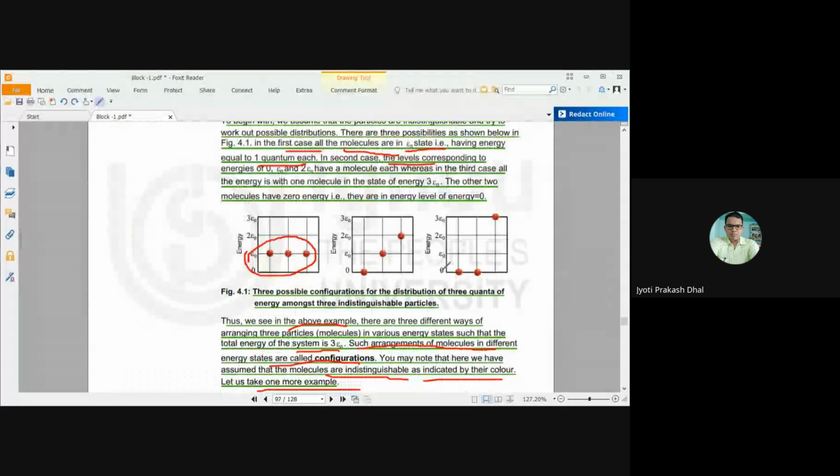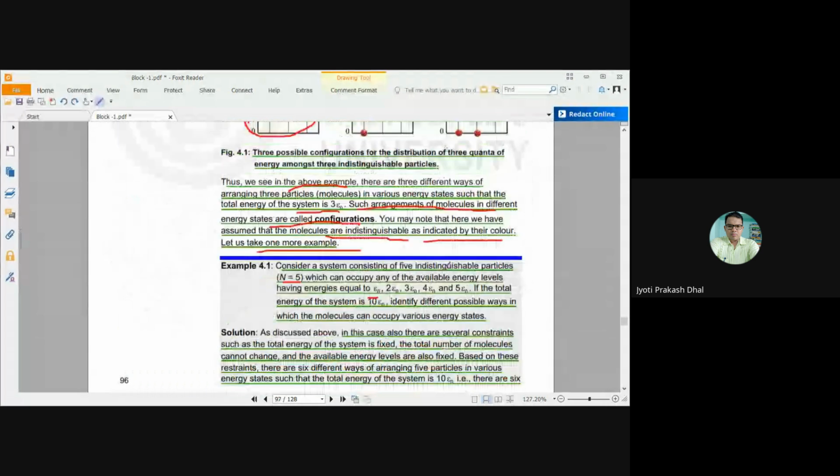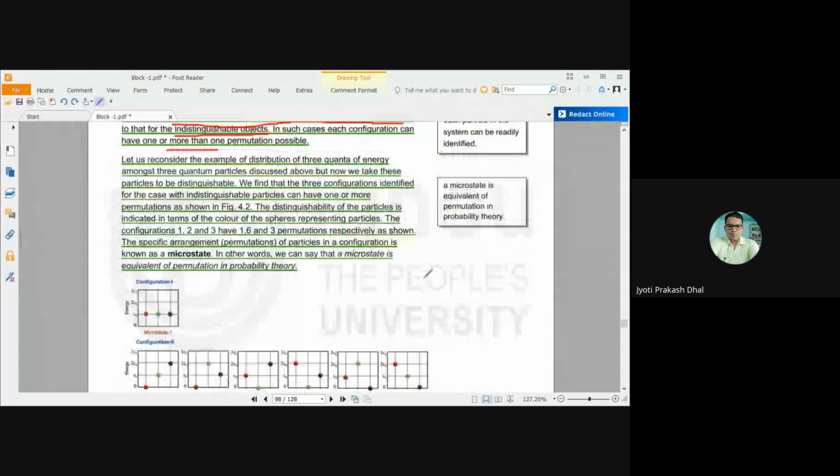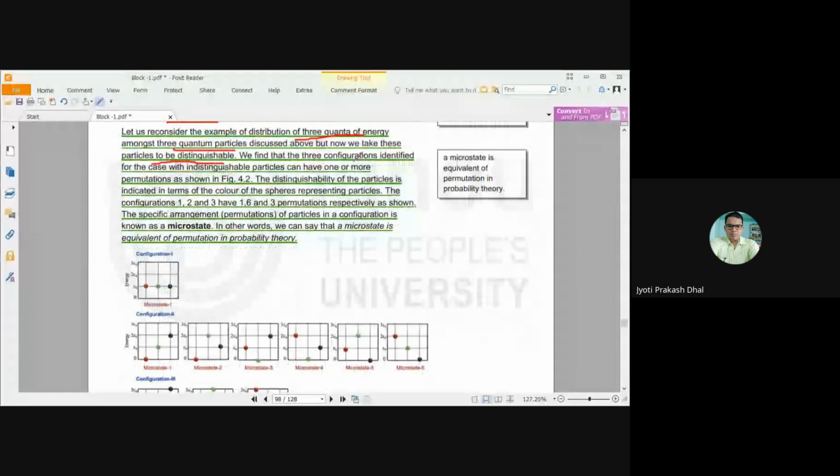So for the same 2 different examples, again we will discuss what are the different types of configurations if the particles are distinguishable. Let us consider the example of distribution of 3 quanta of energy among the 3 particles discussed in the above case. But now we will take one condition that all the particles are distinguishable. That means all the particles are separate. We find that the 3 configurations are identical for each case with indistinguishable particles, that can have one or more permutations, as shown in figure 4.2.